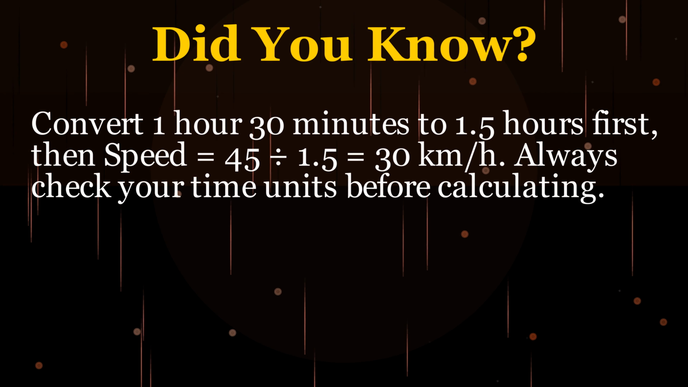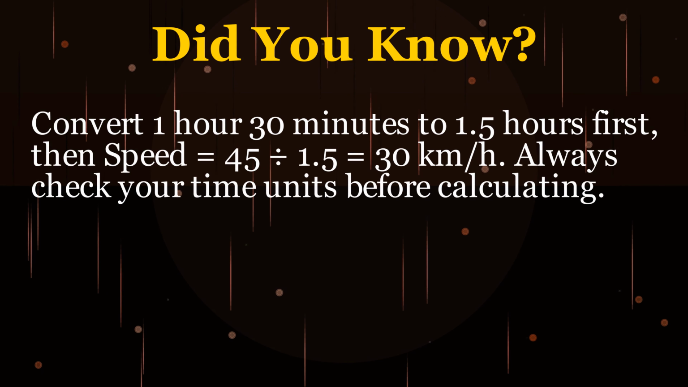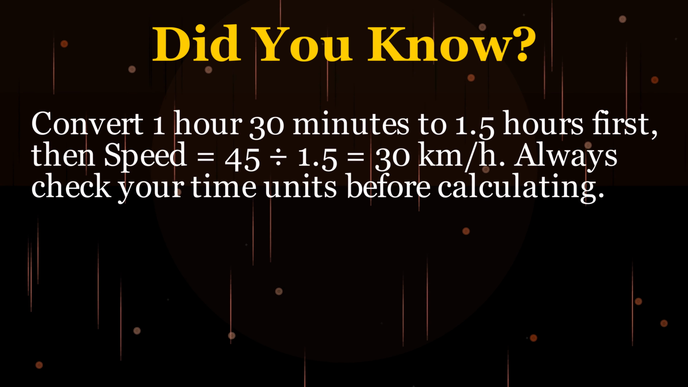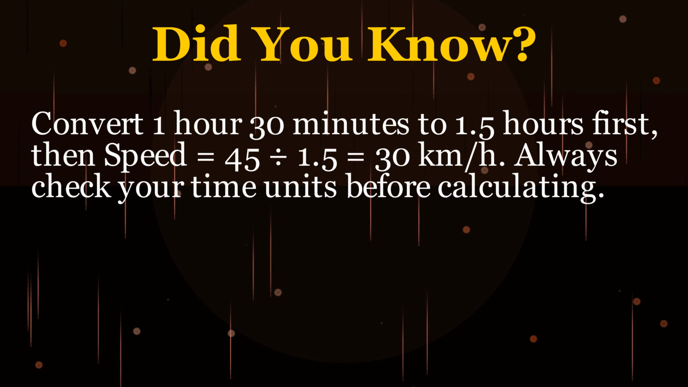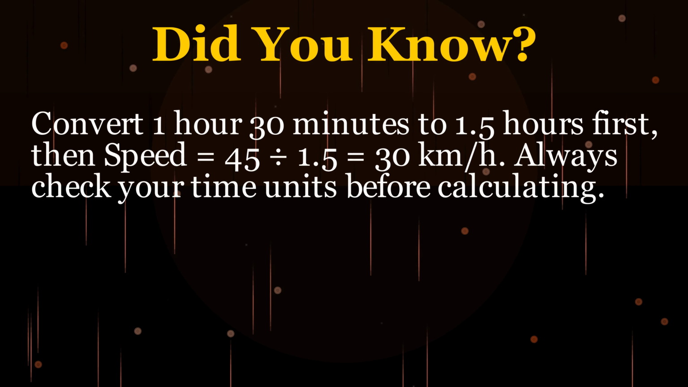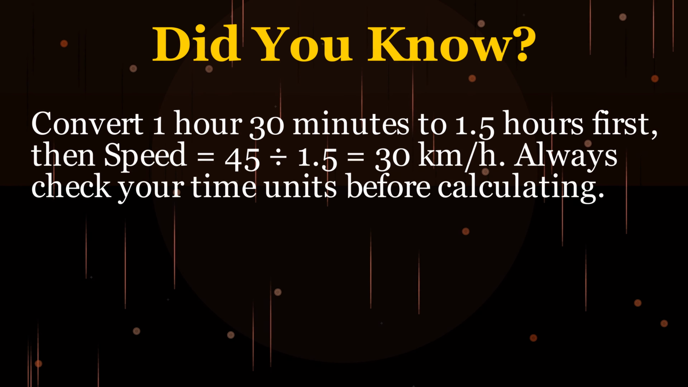Here's something cool, convert 1 hour 30 minutes to 1.5 hours first, then speed equals 45 divided by 1.5 equals 30 km per hour. Always check your time units before calculating.